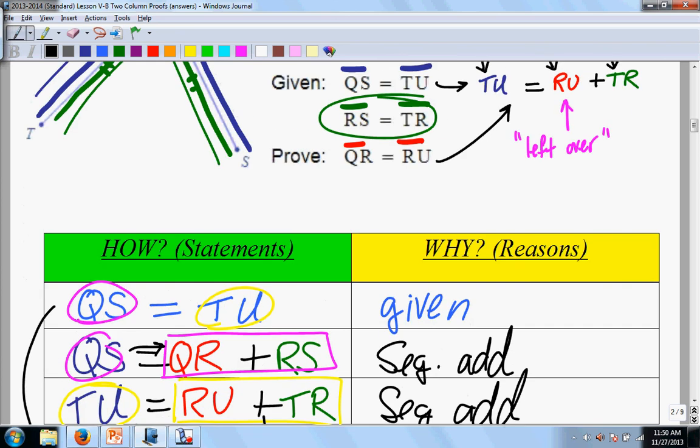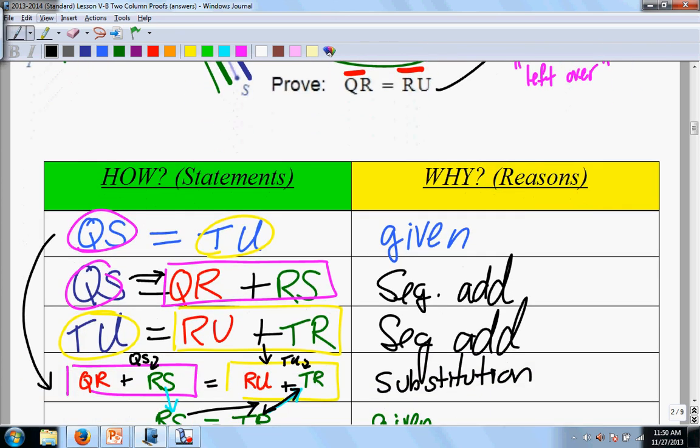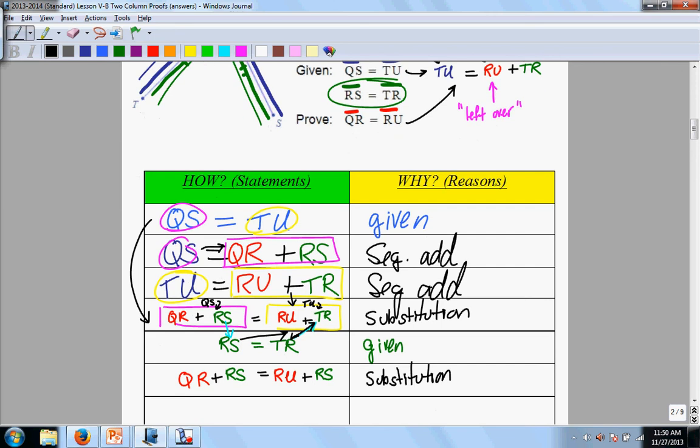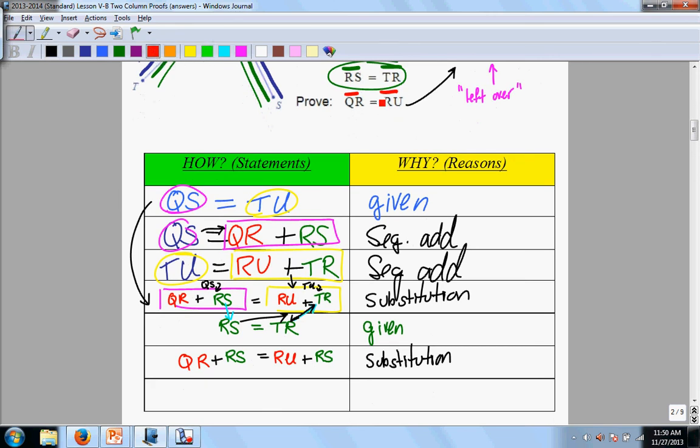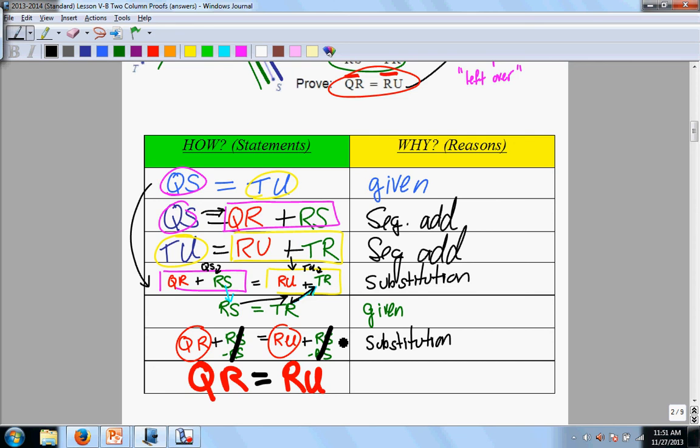Now look at our target. Our target is to get those red segments equal, which are right here and right here. Notice we now have the same thing on both sides, which is RS. So I can subtract RS from both sides, and that gives me what's left over, which is QR and RU now being equal, because this cancels. And that is called subtraction property.